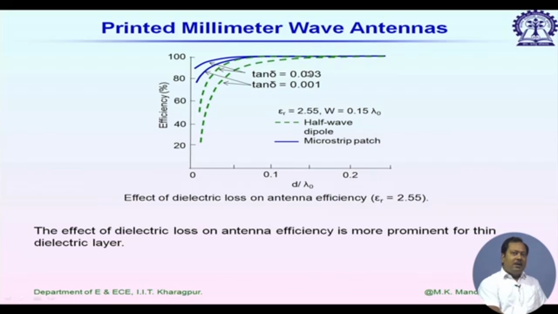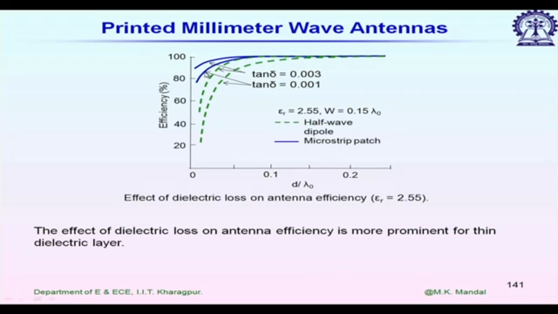Next, we plot efficiency variation versus the substrate thickness for different loss tangent values. If we increase the loss tangent of the dielectric slab, obviously we will be expecting more loss. And if we consider a thinner substrate and let us say feeding the same power to one rectangular patch antenna, for thinner substrate, obviously electric field intensity will be higher inside dielectric and we will be expecting more loss for thinner substrate. This loss is the dielectric loss.